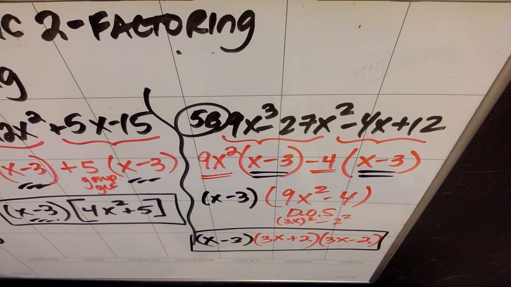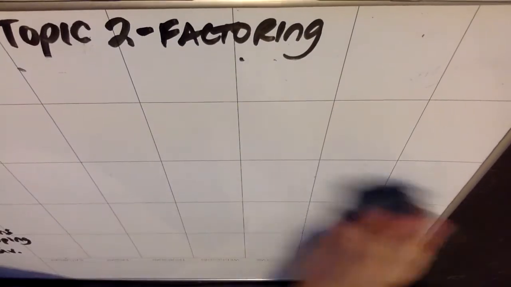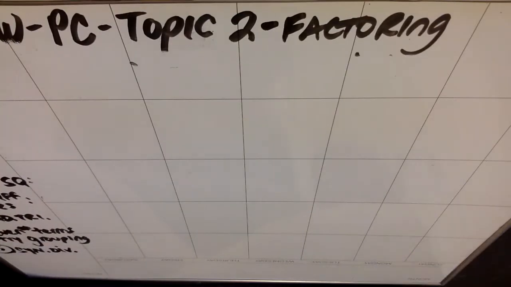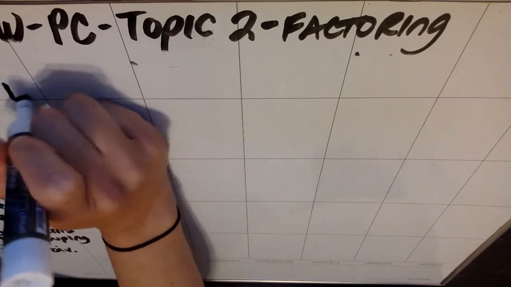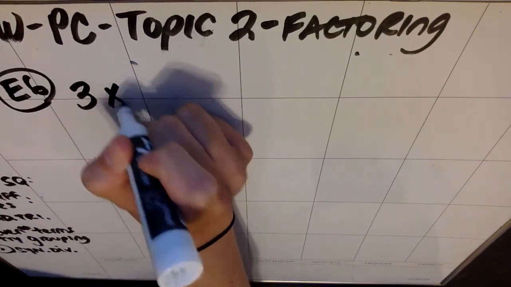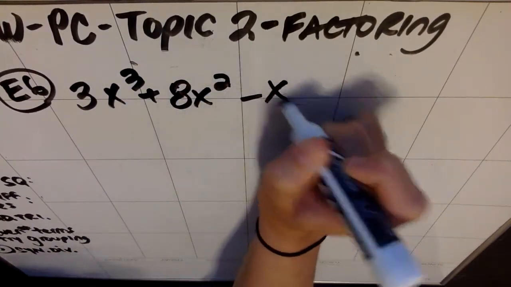All right, we're going to do one last example, and then you have 12 practice problems. So, example 6 is what we do if we have completely run out of options, and that is synthetic division. So we are going to factor 3x cubed plus 8x squared minus x minus 10.